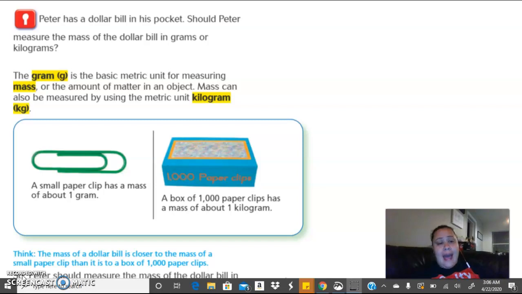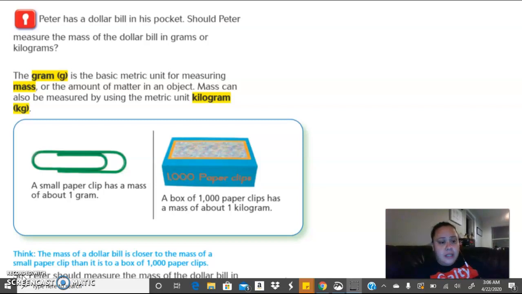We are going to start measuring mass. Mass is the amount of matter in an object. So it's not necessarily the weight, but rather the amount of matter in an object. And there are two units that we use to measure mass, and that is gram and kilogram.